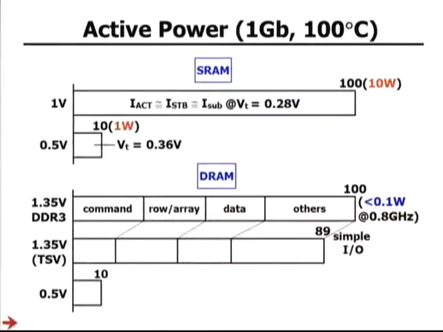This slide shows expected active power of 1 giga. For SRAM, power may be reduced to 1/10, as mentioned before. This is also the case for DRAM if power supply is reduced from existing 1.35 volt to 0.5 volt. Thank you for your attention.